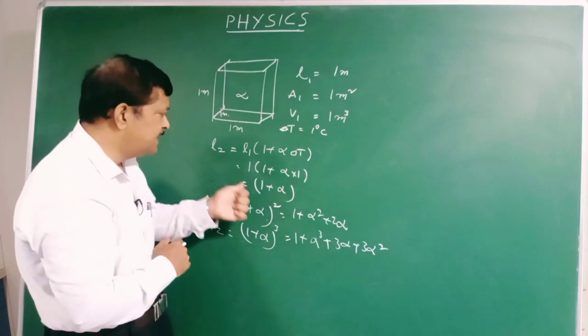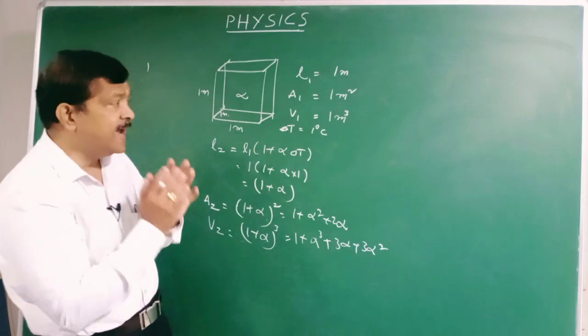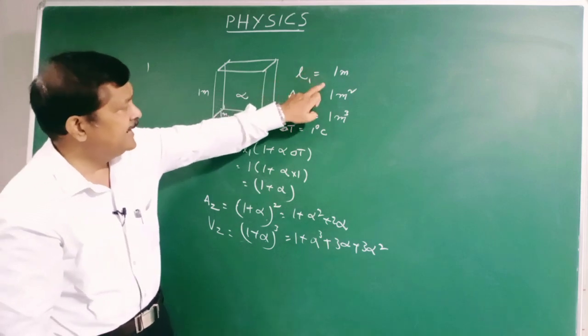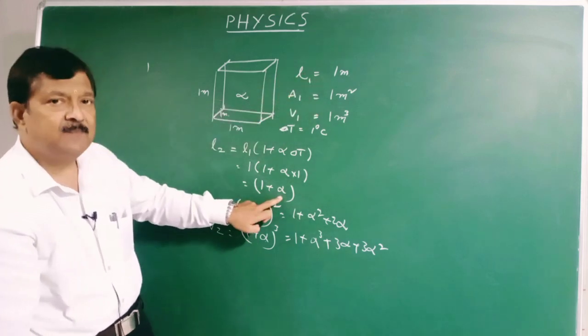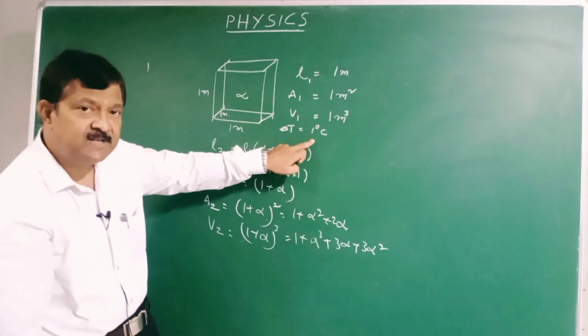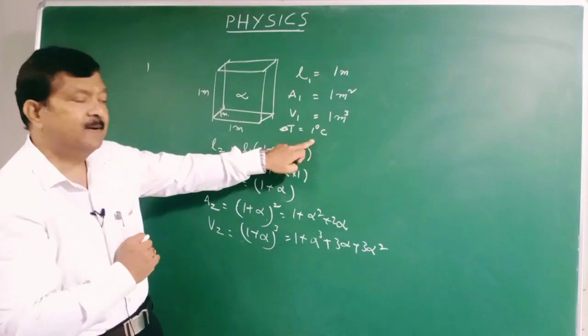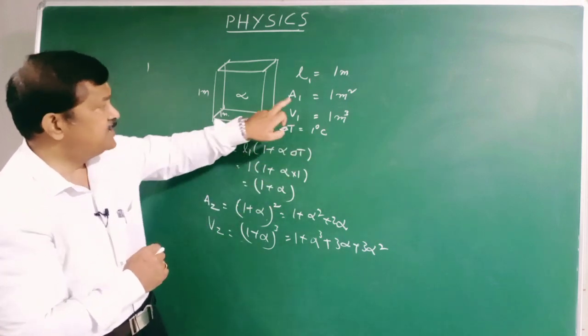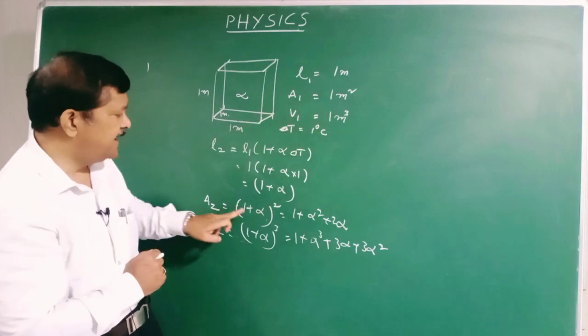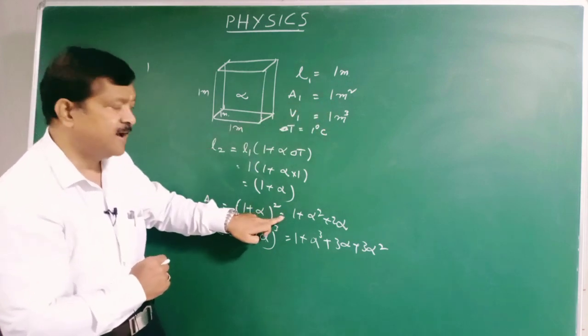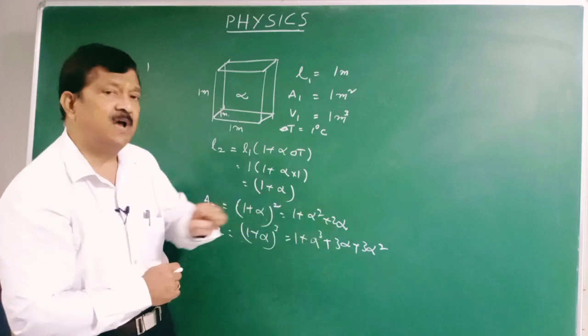And final length is 1 plus alpha. So we have the initial values: length is 1 meter, and the final length is 1 plus alpha after increasing the temperature by 1 degree centigrade. And similarly, if the initial area is 1 meter square, the final area is (1 plus alpha) whole square, or 1 plus alpha square plus 2 alpha.